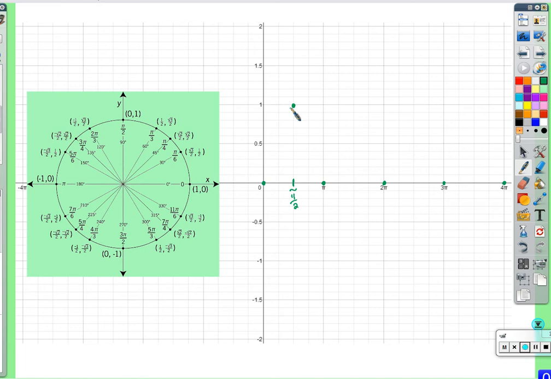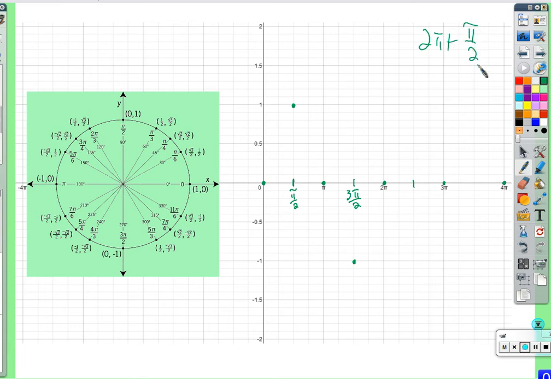Okay. Where would this be? This is pi over 2, this is pi, where would this be? 3 pi over 2. The sine is negative 1. What about this? This one's a little bit tricky because it's not marked here, since we've gone past 2 pi. Where does that put us? 2 pi and a half a pi.